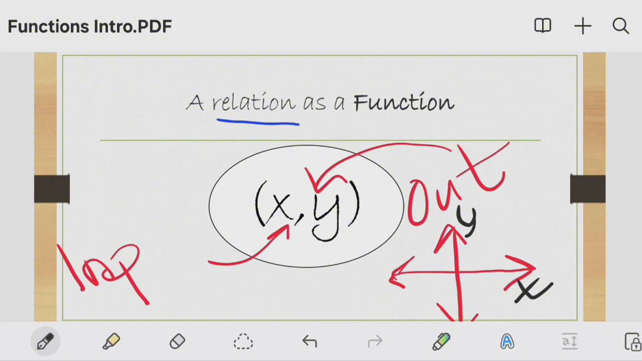Whereas when we look at the vertical axis, the y-axis, usually that is where we will have what?